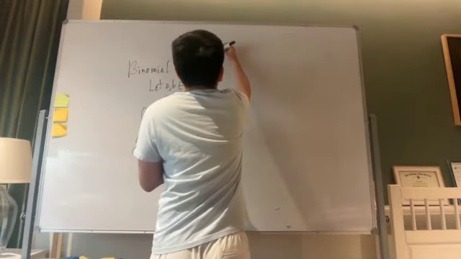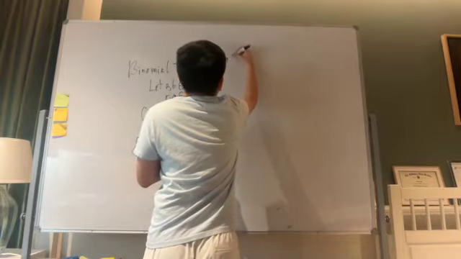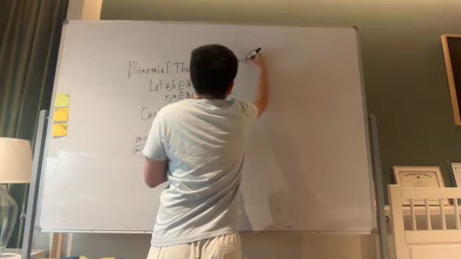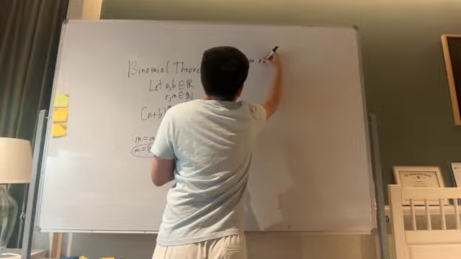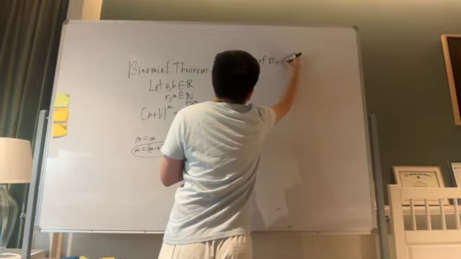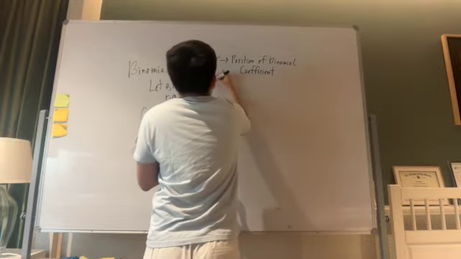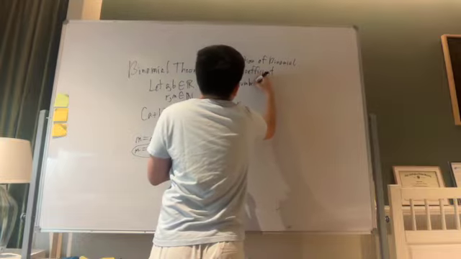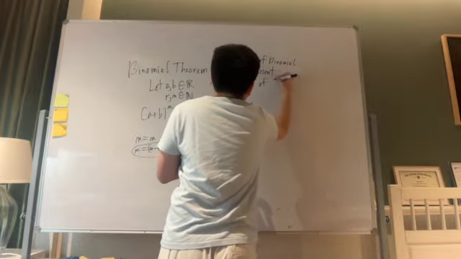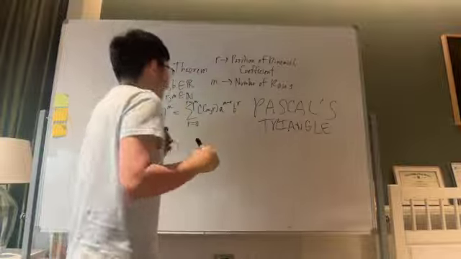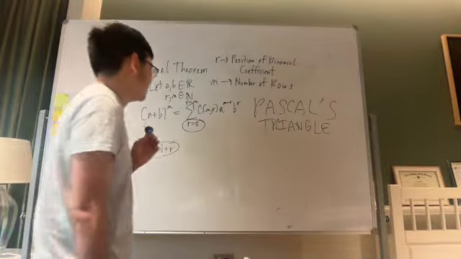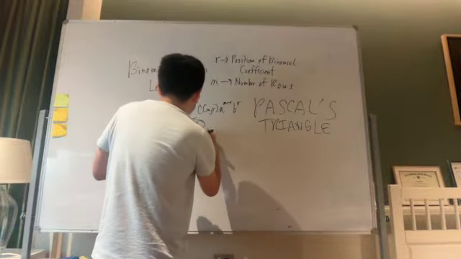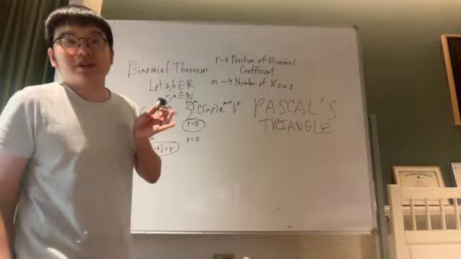So r in Pascal's triangle is the position, the physical position, of the binomial coefficient, and n is the number of rows in Pascal's triangle. Now, what kind of sucks about this is that you have to start counting at r equals 0. But here's how we construct Pascal's triangle.